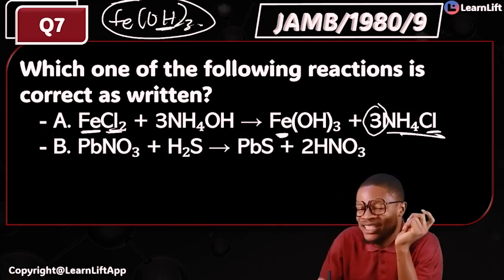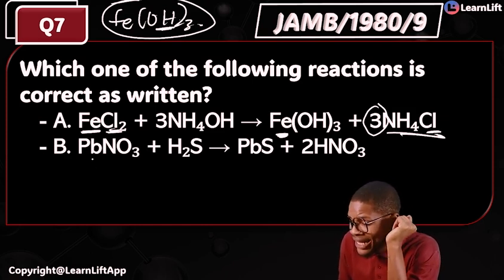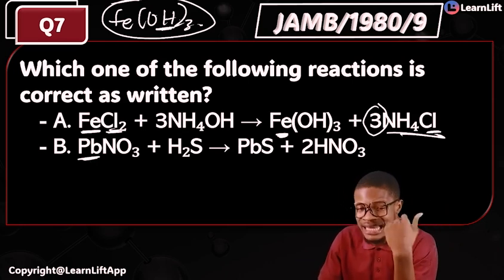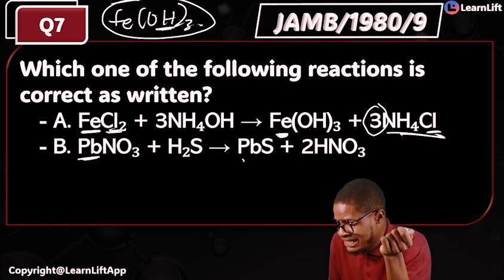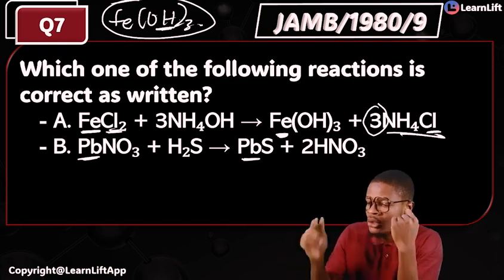In option B, we're given this, right? Let's check whether it is correct very, very fast. How many lead is here? Lead is 1. Pb is lead now, plumbum. Lead is 1 on the reactant side. Lead is also 1 on the product side. Lead is balanced.